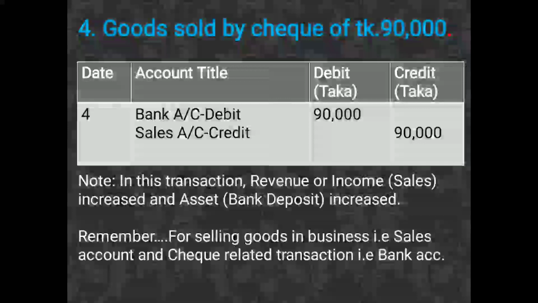Note, in this transaction, revenue or income, that is sales, increased and asset, that is bank deposit, increased. Remember, for selling goods in business, that is sales account, and cheque related transaction, that is bank account.